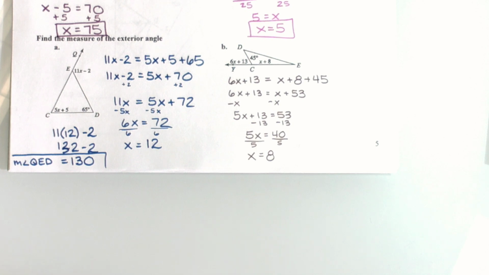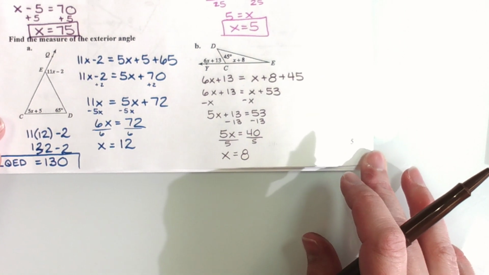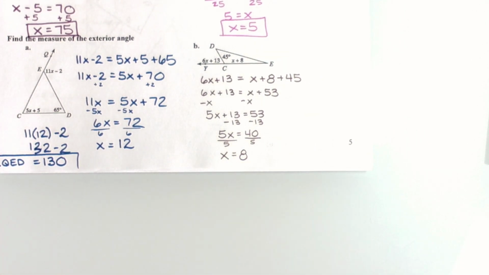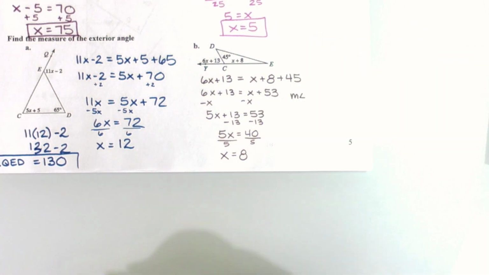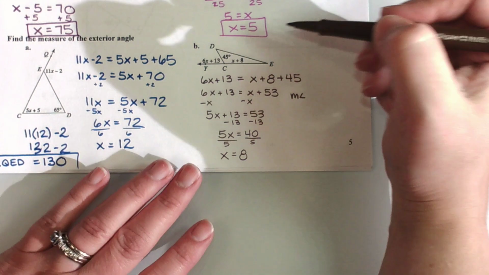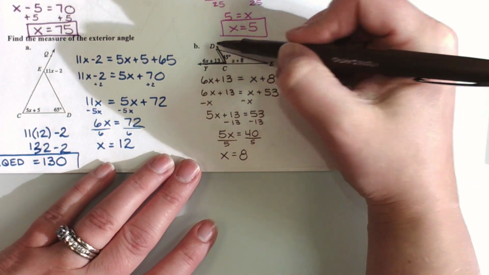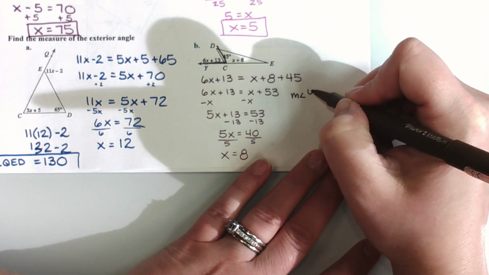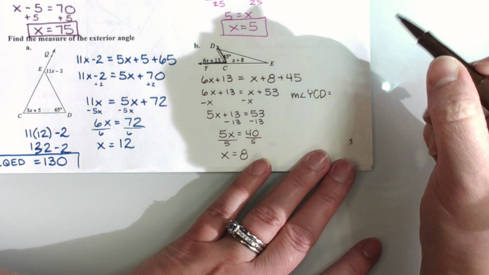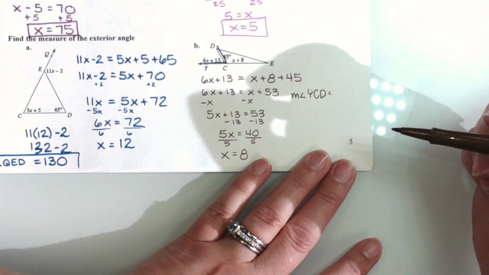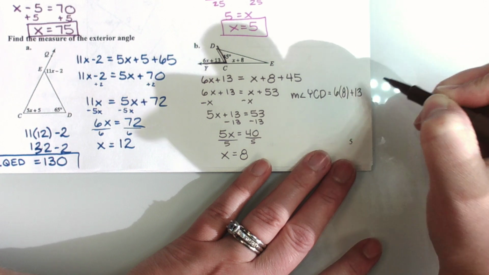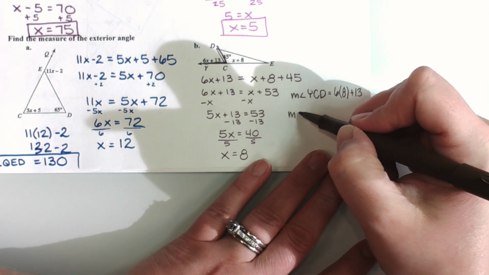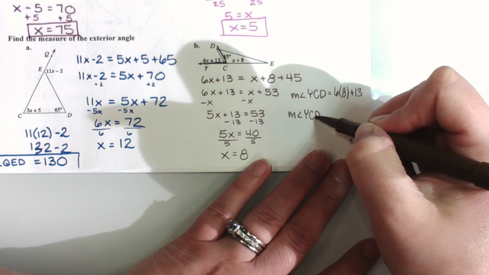But remember, you're not done. Make sure you're plugging it back in. This angle, its name is angle YCD. Three-letter name. Make sure that middle letter is the vertex. 6 times 8 plus 13. 6 times 8 is 48 plus 13 is indeed, as Skylar told us, 61.